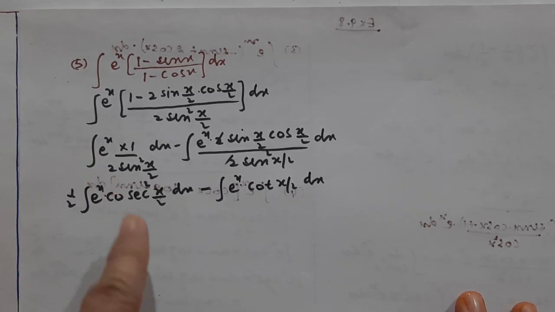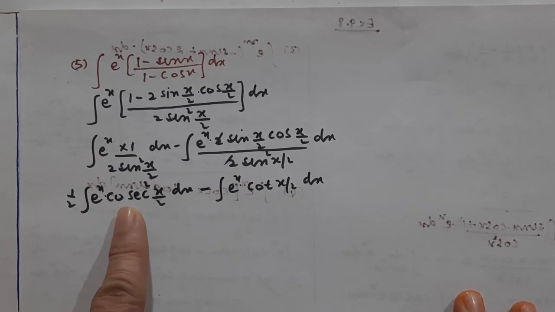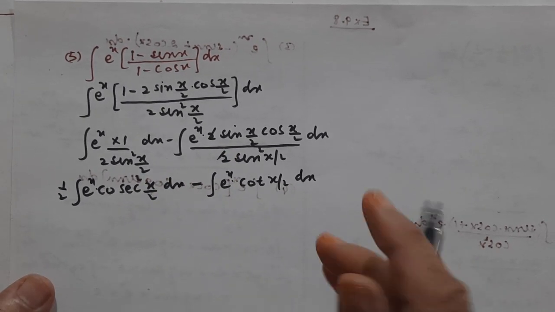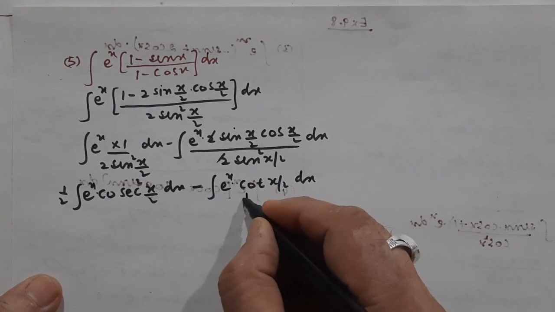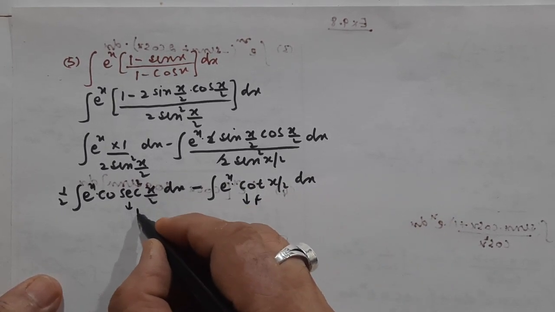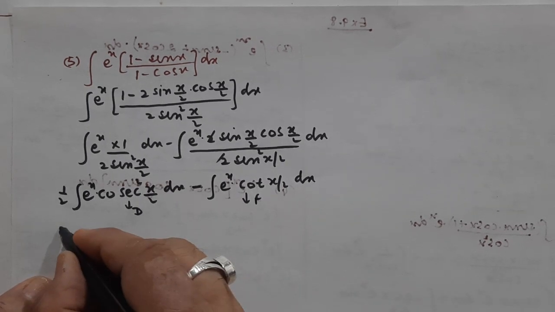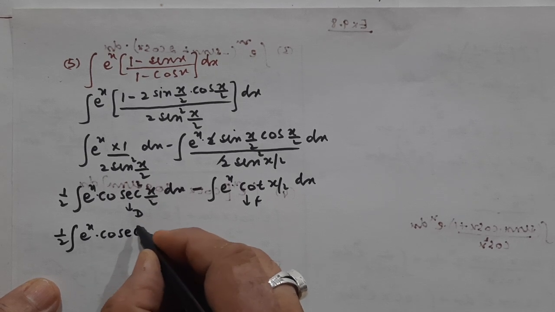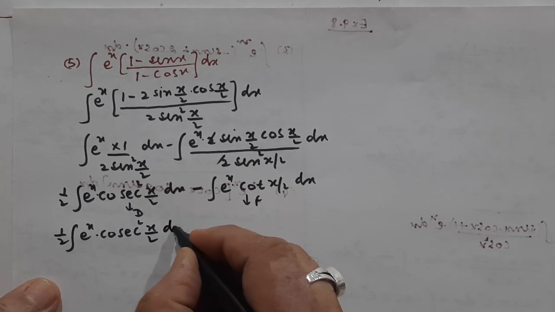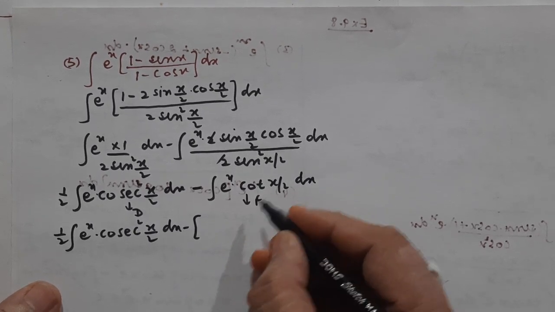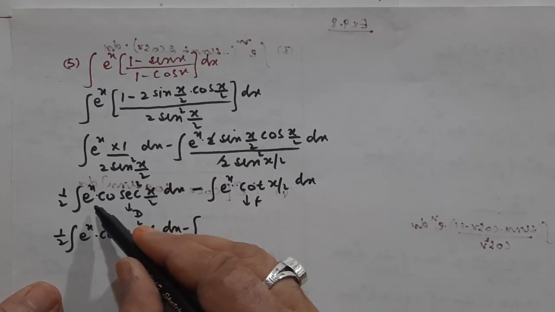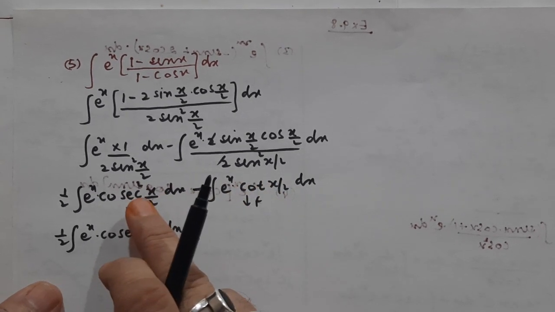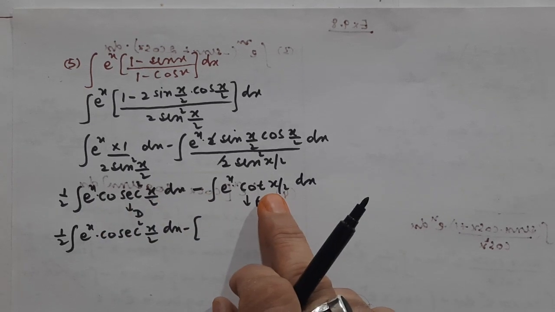On separating, we get over here e power x cosecant square x by 2, and on this side we get e power x cot x by 2. Now we have to identify the function and derivative. Cot x by 2 is the function and its derivative is cosecant square x by 2. So we get 1 upon 2 e power x cosecant square x by 2 dx minus e power x cot x by 2. The derivative of cot x by 2 is minus cosecant square x by 2. So this is the derivative and cot x by 2 is the function.